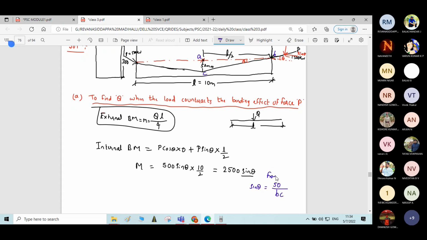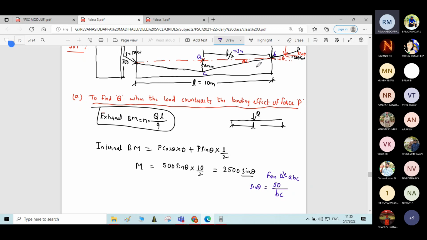From triangle ABC, now we want the value of BC, correct? BC you can find because the L by 2 value is known. How much is the L by 2 value? Total is 10 meter, so 5 meter is the L by 2 value.